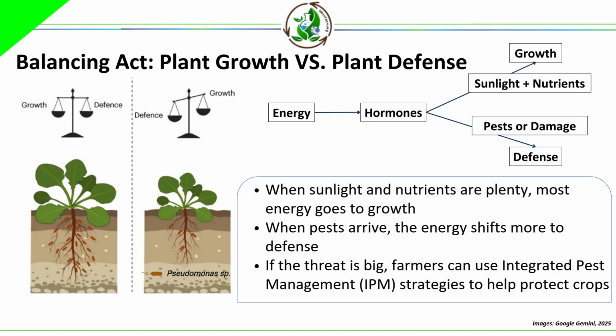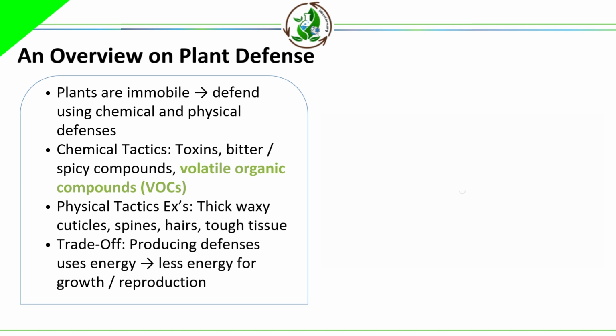need for chemical pesticides. Plants cannot flee. They deter pests with toxins, thick cuticles, and spines. Producing defenses costs energy, so plants juggle growth versus protection. Plants defend themselves in two main ways: chemical and physical tactics. Chemical defenses include toxins, bitter compounds, and volatile organic compounds, otherwise known as VOCs, that signal other organisms.